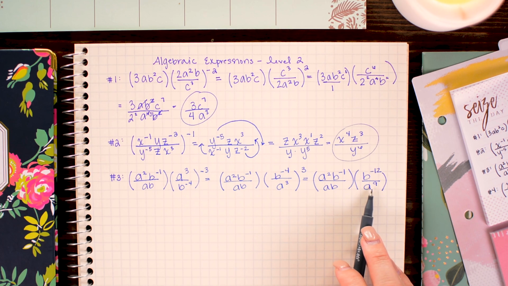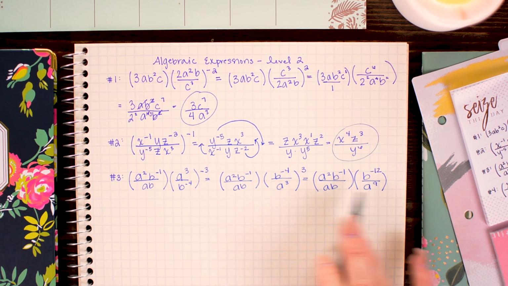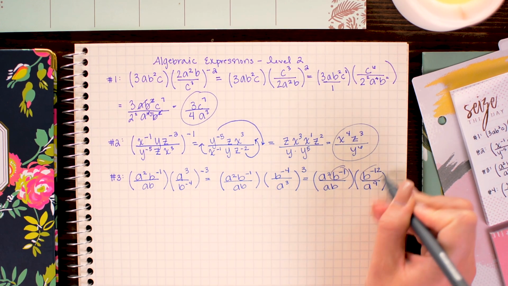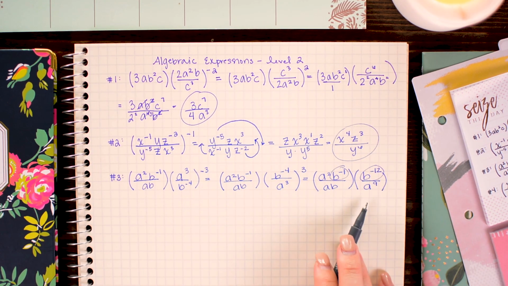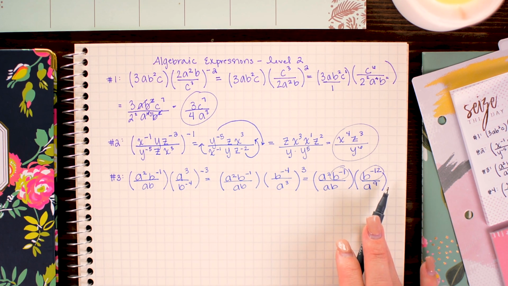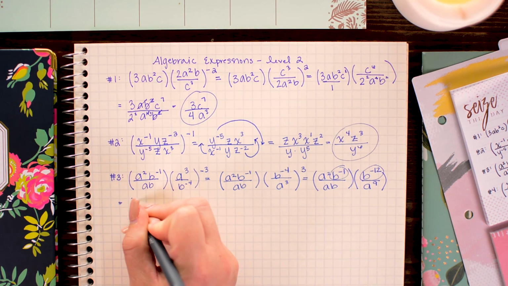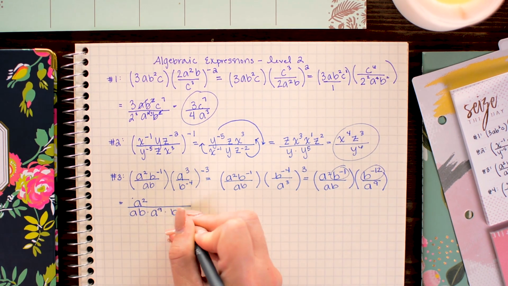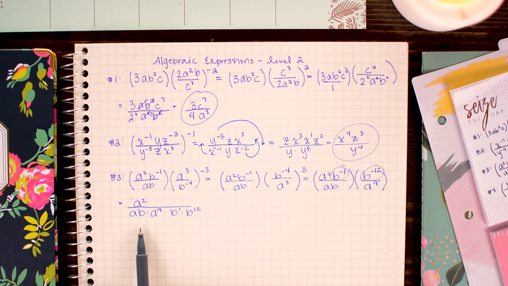Lastly, I'm going to move anything with a negative exponent to the opposite side and combine this as one fraction. So that means that the b to the negative 1 and b to the negative 12th are going to go to the bottom. And I'm going to just write everything in one fraction bar since we're multiplying it together. Now that I have rewritten this so that everything has positive exponents, I'm just going to combine like terms and do some cross canceling.